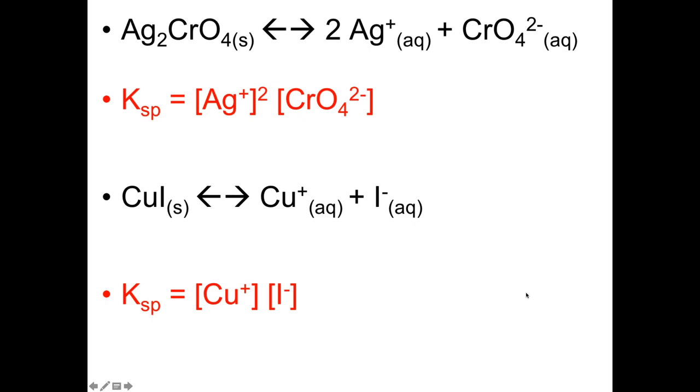Okay, so for the first one here, the reactant is a solid, so that will not be in the equation. We'll have Ag, and that'll be squared. We'll have CrO4, and that'll just be 1. And then CuI, we'll get Cu plus and then I minus.